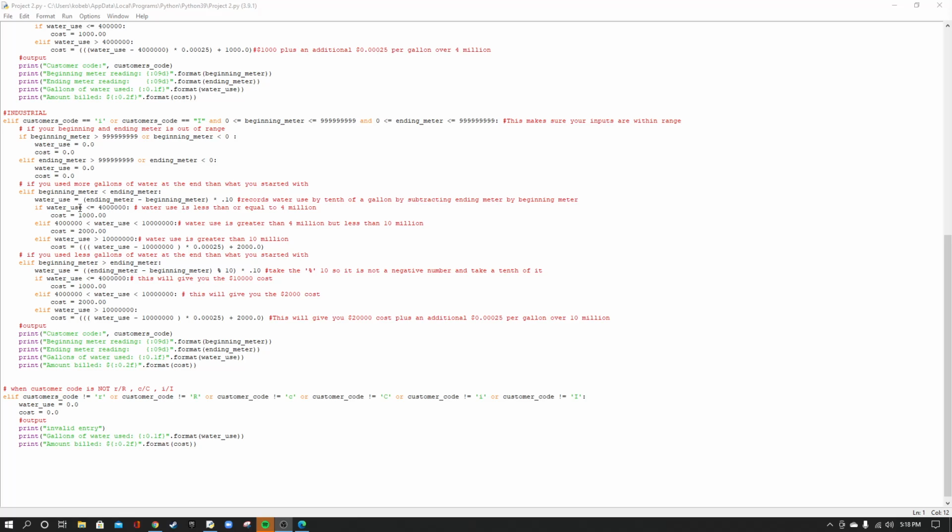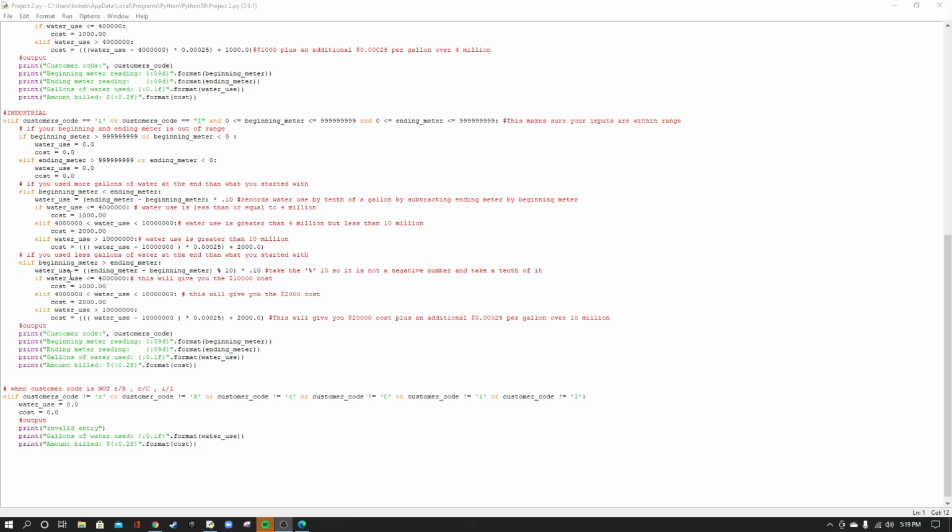So if our water use is less than or equal to 4 million, then it's just a flat rate of 1,000. If our water use is greater than 4 million but less than 10 million, then it's a flat rate of 2,000. But if our water use is greater than 10 million, then we have to find the difference from 10 million and times it by 0.0025 to give us our additional charge. Then you add it to the flat rate of 2,000, and that will give us our billing.